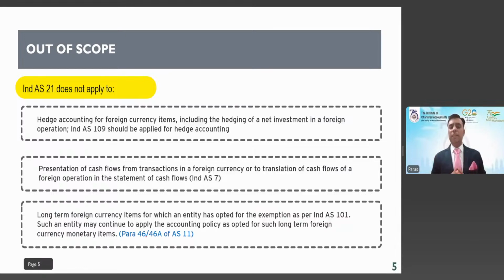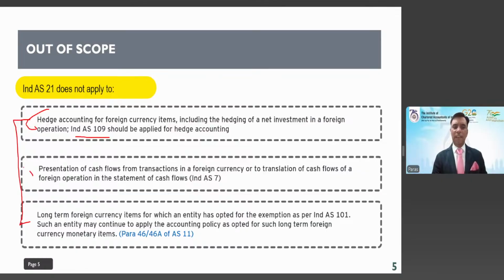Ind AS 21 does not apply to the following transactions as well. Ind AS 21 does not apply on derivative contracts as well as on the following items. Number 1, hedge accounting. Again, Ind AS 21 is not applicable on hedge accounting. Why? Because we have a separate standard, that is Ind AS 109, which deals with hedge accounting transactions.